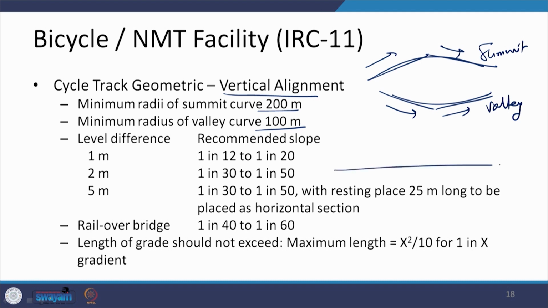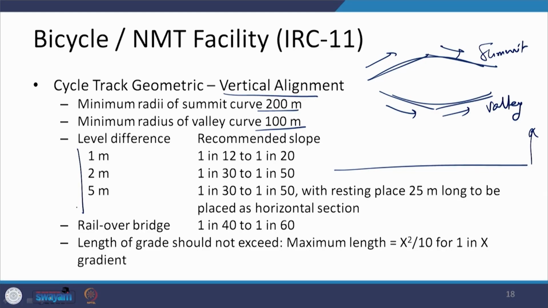But when you are going in the longitudinal direction and there is an increase in the height, because you are in a vertical alignment framework, considering the level differences, the recommended slopes have been defined. If the level difference is only 1 meter, then we can probably have a bit steeper one. But as it keeps increasing above 1 meter, say it is 2 meters or going even up to 5 meters, then we should try to provide a lesser slope in this case.